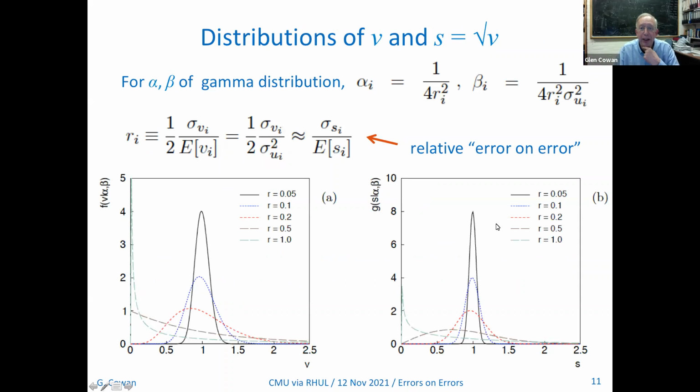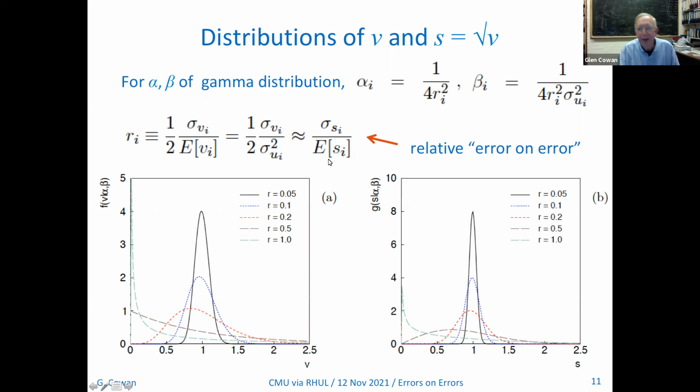All right. So now this parameter little r that I forgot to define: the alpha and beta traditionally used to describe the gamma distribution, I can relate those to the sigma_u and to this parameter that I call little r. And little r for the ith measurement, I define as one half of the variance of v, the estimator for the sigma squared, divided by its expectation value. And then to first approximation, that is the standard deviation of the estimate of the standard deviation divided by the standard deviation itself. So it's like the relative error on the error. It's the standard deviation of the estimate of the standard deviation in relative terms.